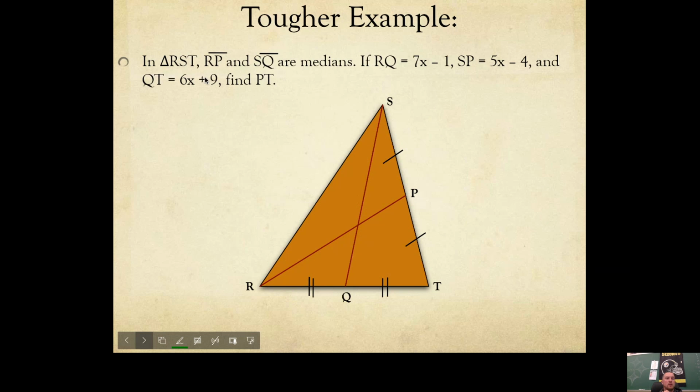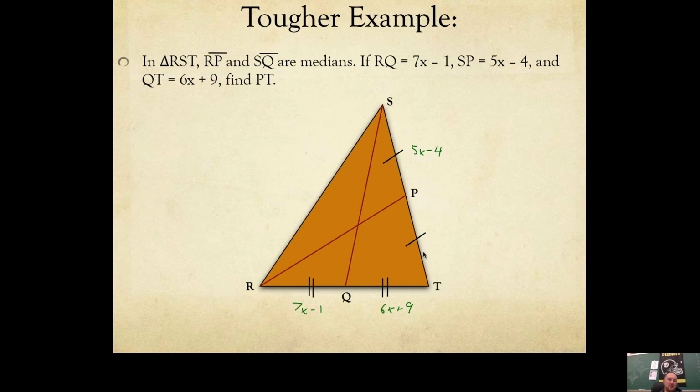That was an easy one. This one's a little bit tougher. Same type of diagram, you have a triangle. They're telling you the two segments are medians. So that means that's a midpoint and that's a midpoint. R to Q is 7x minus 1. S to P is 5x minus 4. Q to T is 6x plus 9. Find the distance from P to T.